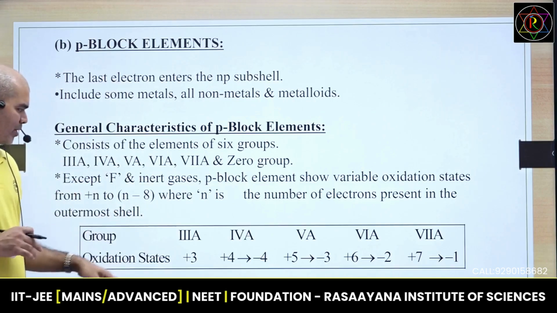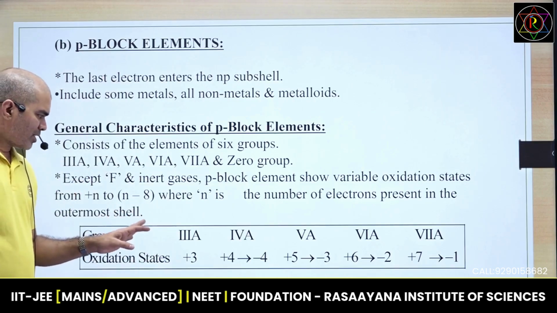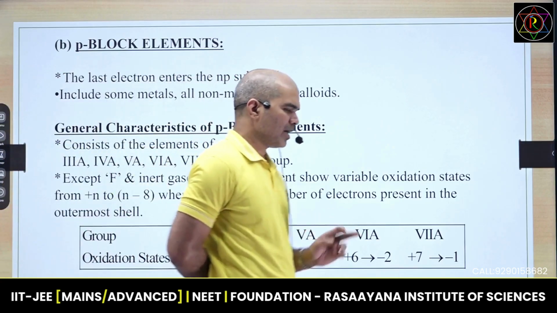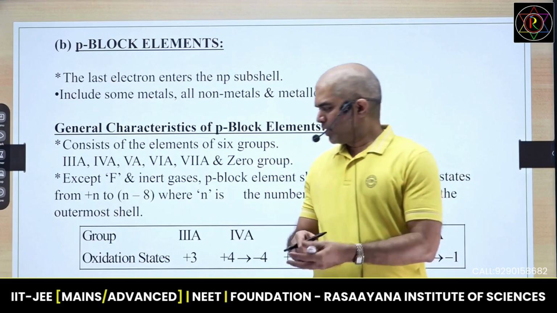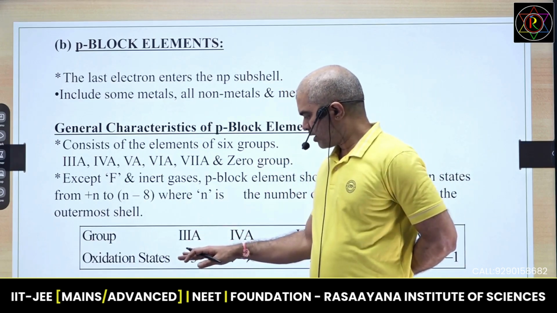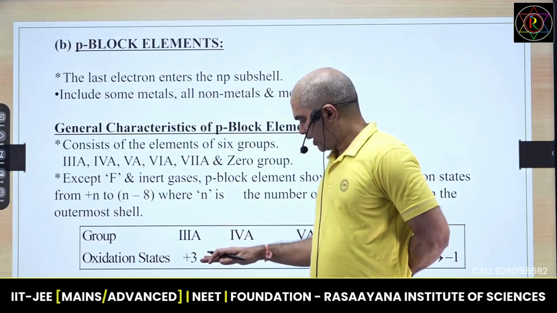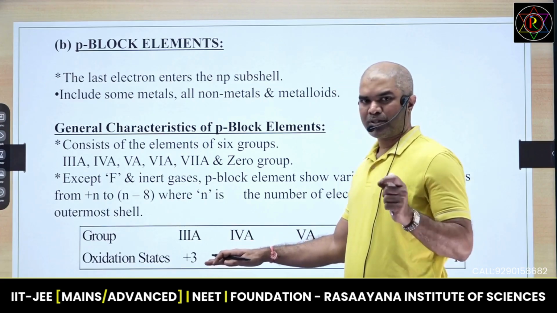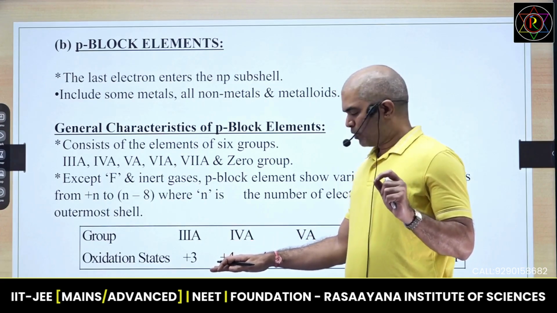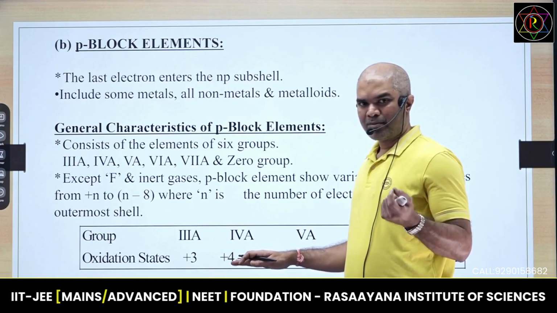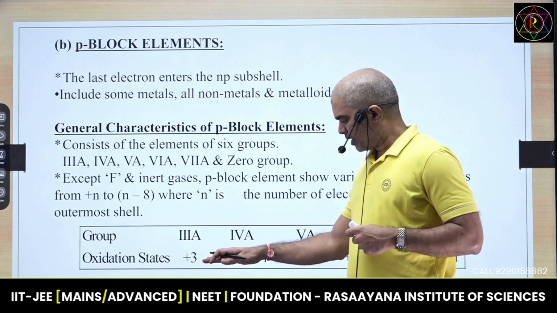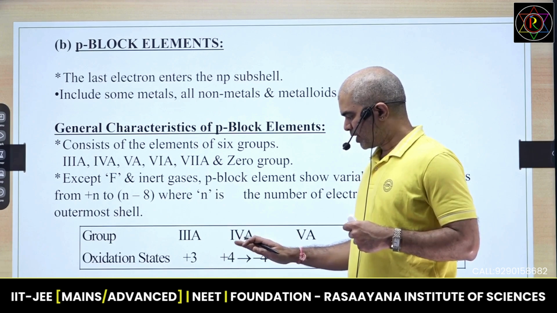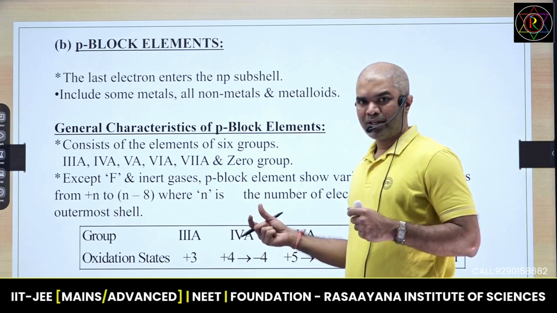What is this n to n minus 8? Suppose if I am considering 3A group of element, this is old classification, 3A, 4A, 5A, 6A and 7A. For 3A, commonly the oxidation state is plus 3. But when I go to 4A, n up to n minus 8, suppose it is existing in plus 4 oxidation state. Plus 4 minus 8, it is minus 4. So there could be an oxidation state range from plus 4 to minus 4. Okay, so variable oxidation states can be seen.